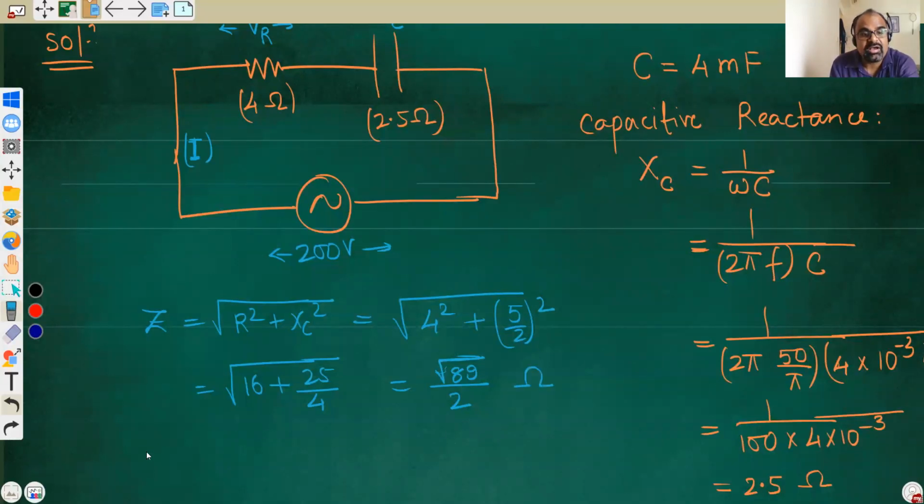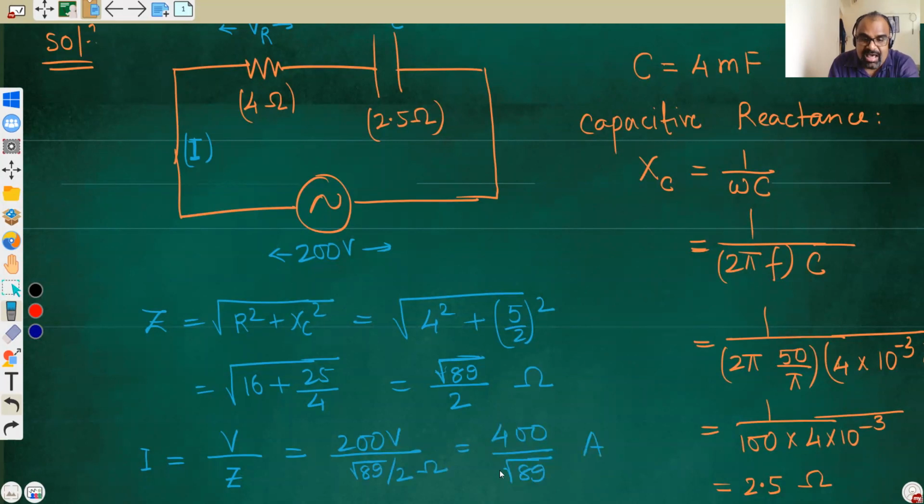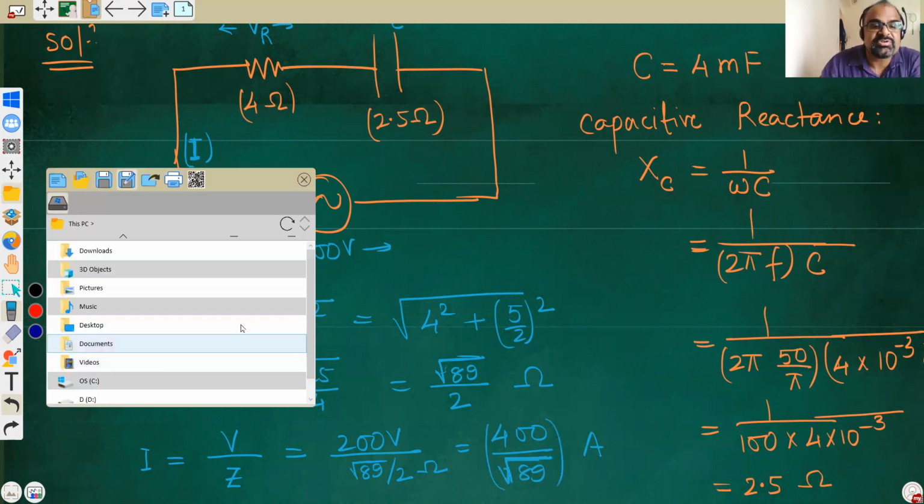Fine. Now current, this RMS current, is equal to RMS voltage divided by impedance. This RMS voltage is 200 volts and impedance, just now we found, is root 89 by 2 ohm. So this will be 400 by root 89 ampere. These are all RMS values. Okay, everything we are getting are RMS values only, and we have to give the answer in terms of RMS only.